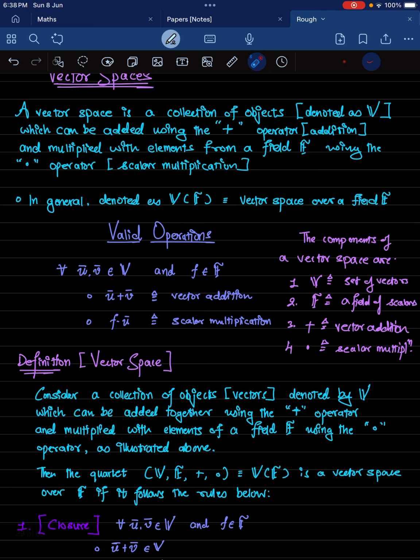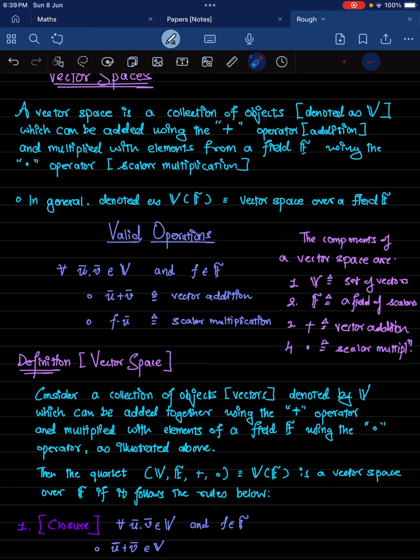Now, in general, the vector space is denoted as V of f, that is a vector space over the field f. So notice that the field over here, that is f, is a crucial component of the quartet, and so we write it as V of f. Now the valid operations that have been defined are for any vectors u and v and any scalar. So if I'm mentioning a scalar, it belongs to the field f. So any scalar f, u plus v, that is what vector addition is, and f times u, that is scalar multiplication. Both of them are binary operations.